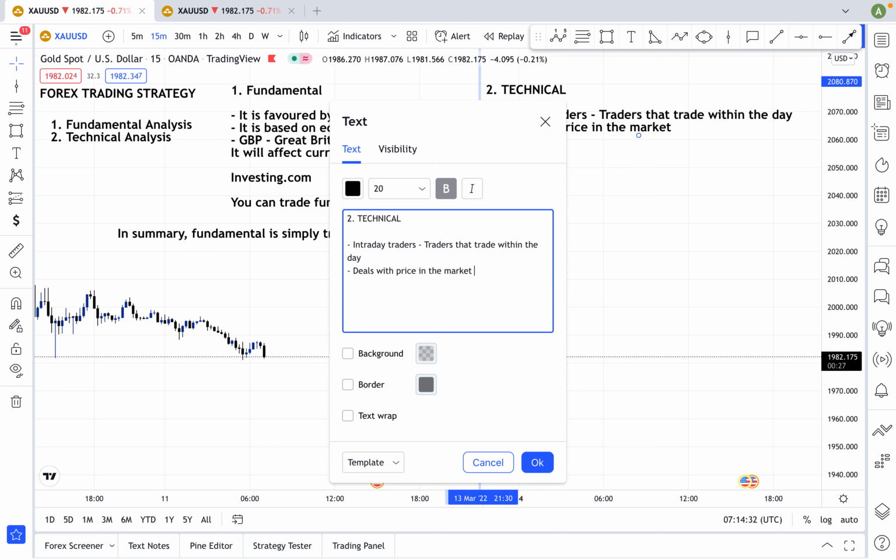They deal with price in the market. What is the price saying? What are the things that are happening in the market? They use indicators. Some of these indicators might be the RSI.